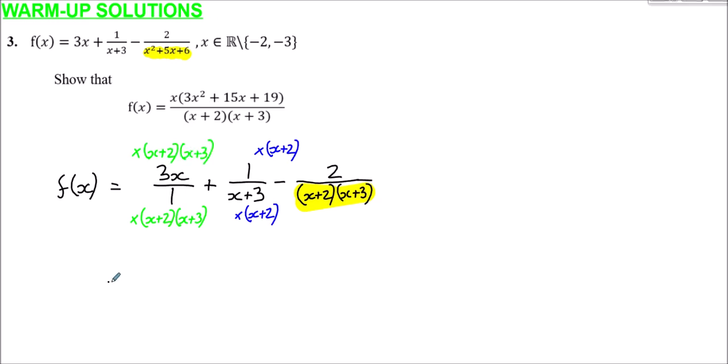So if we do that next, just take the time to get this nicely set out. So the first fraction will become 3x multiplied by x plus 2, x plus 3. And that's all going to be over x plus 2, x plus 3 now.